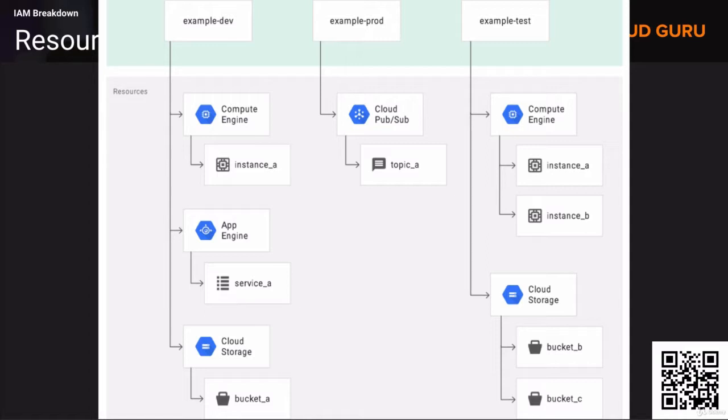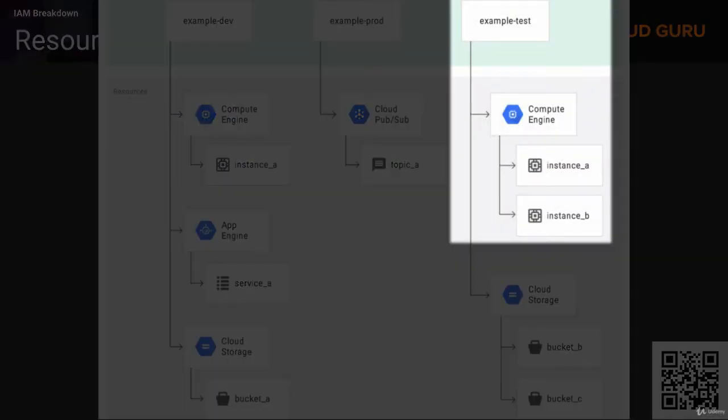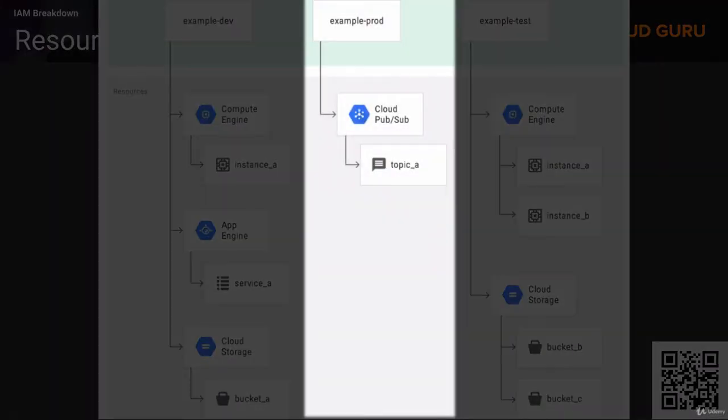The point they're trying to make is that you can have all sorts of different resources in different projects, but really they should have made the set of resources much more similar between them if this were to be a real-world example of dev, test, and prod. But it doesn't really matter because the point is that different projects can have different resources. In this case, the project on the left has one compute engine instance, while the project on the right has two compute engine instances. The project in the middle is the only one that has a Cloud Pub/Sub topic, and it doesn't have any instances or buckets at all.